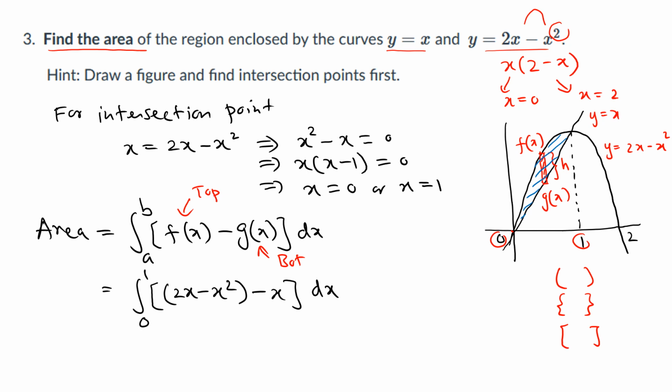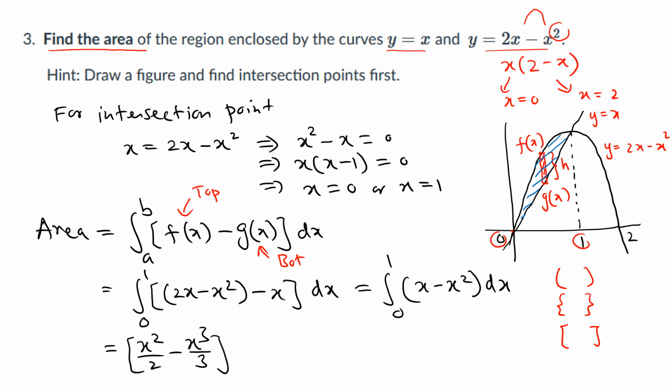So this is very easy to integrate. What we normally do is simplify inside first. If you simplify, you get the integral of x minus x squared dx. This is a very easy integral. It is x squared over 2 minus x cubed over 3. We can evaluate this at 1 and 0.